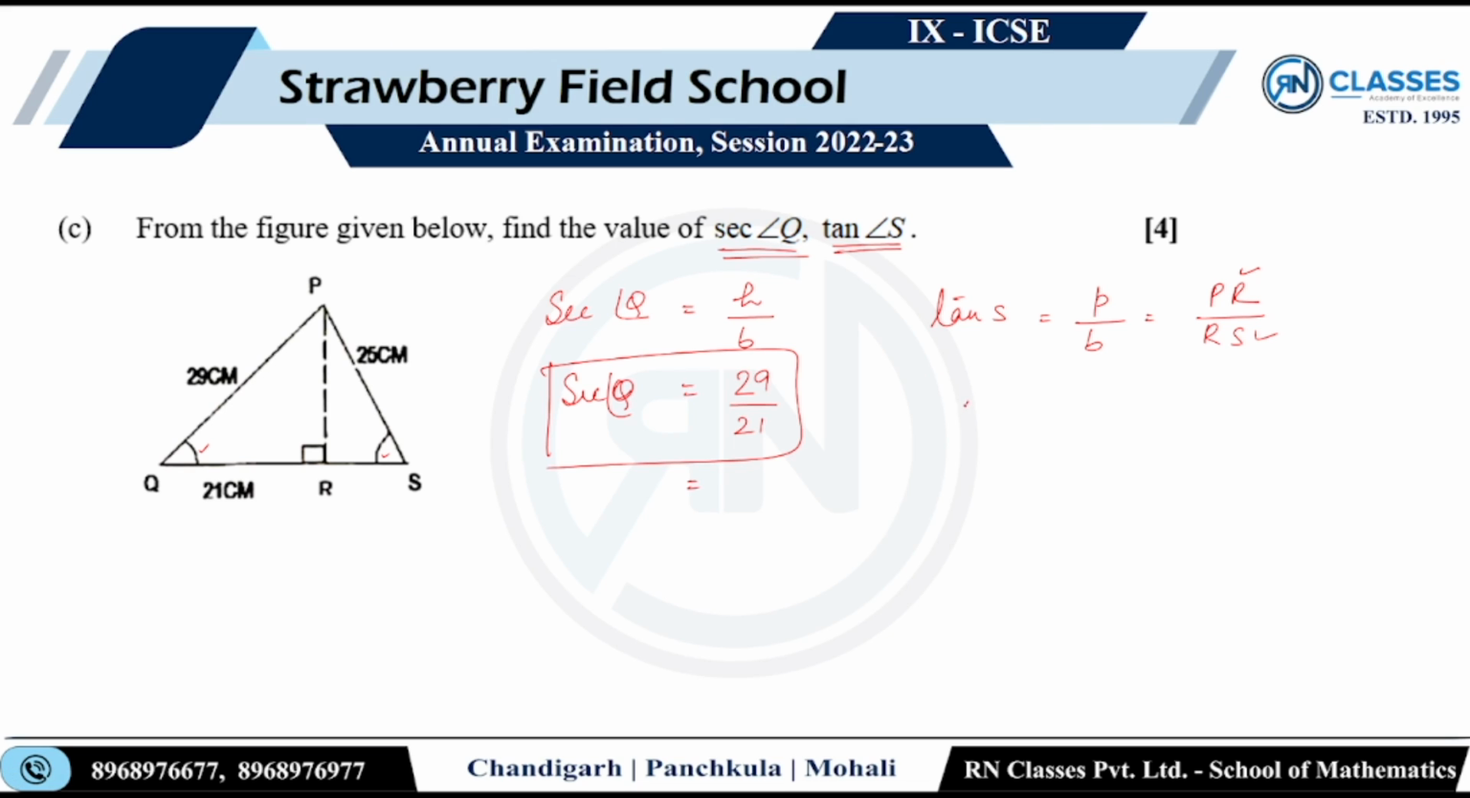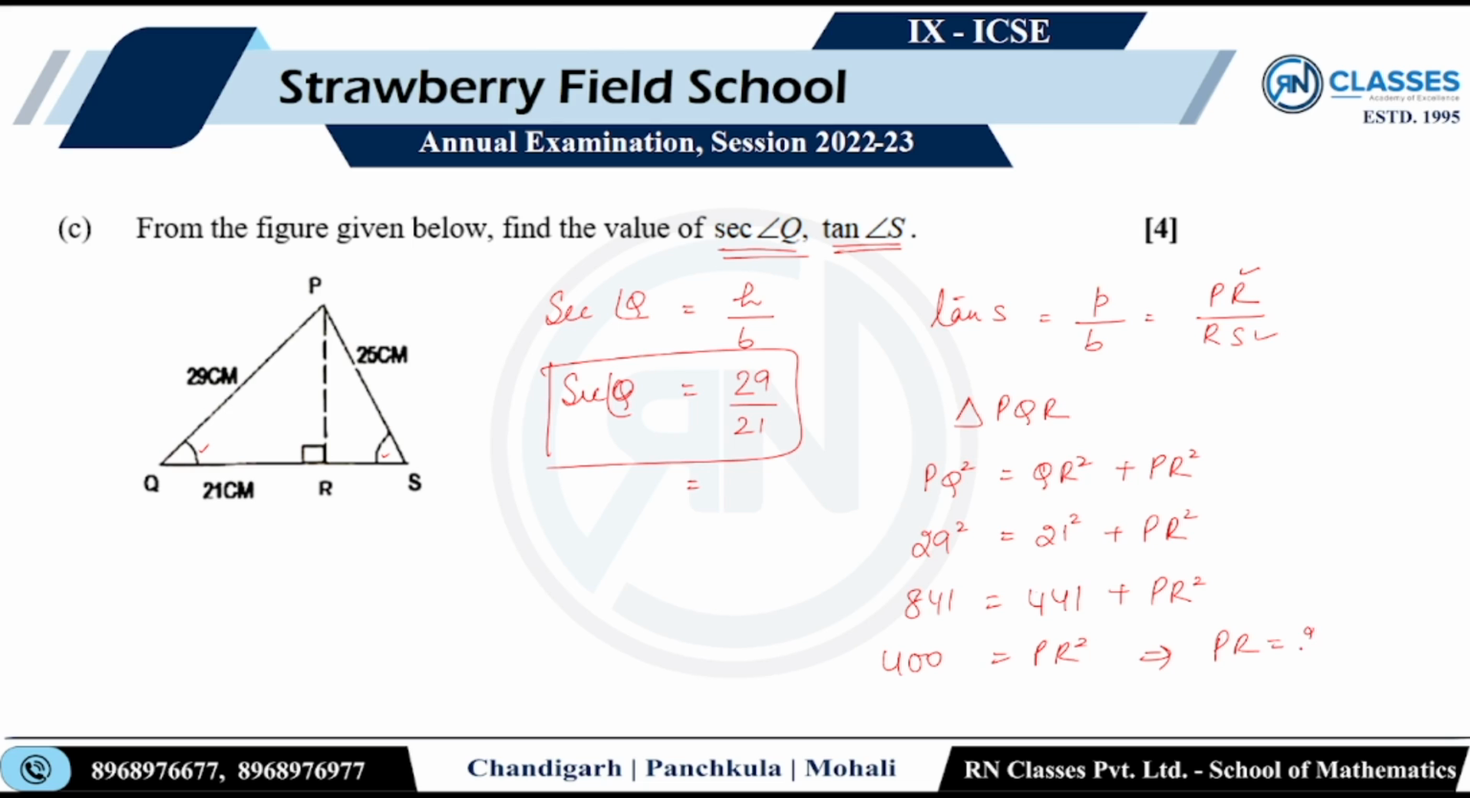So triangle PQR में देखो, PQ का स्क्वायर इज इक्वल टू QR का स्क्वायर प्लस PR का स्क्वायर. मैं कम से कम PR तो निकाल सकता हूं. This goes out to 29 square, QR goes out to 21 square, plus PR square. Right? So this is 841, this is 441, plus PR square. So this goes out to 400, which is equal to PR square. So PR की वैल्यू कितनी आ जाएगी? That is 20 centimeters, of course.